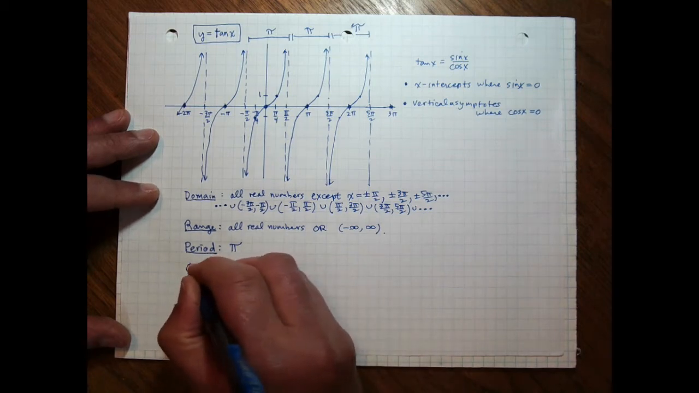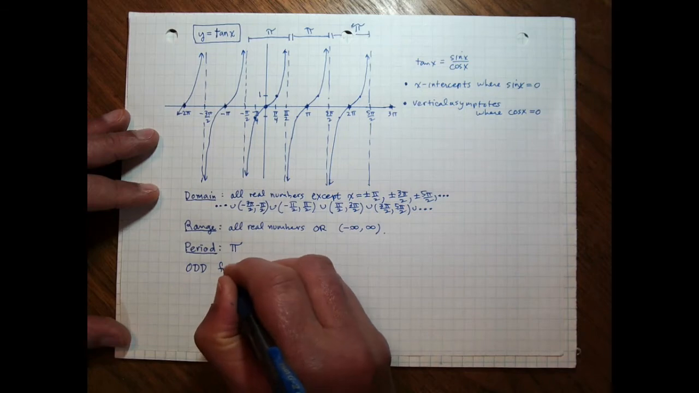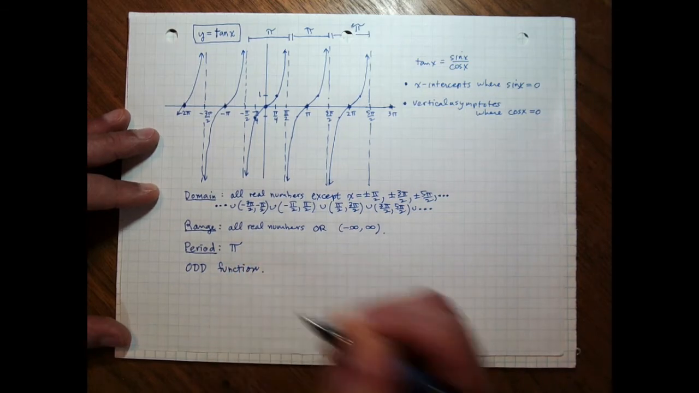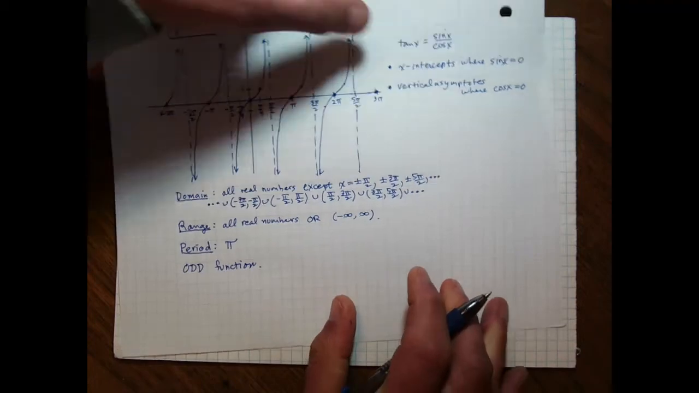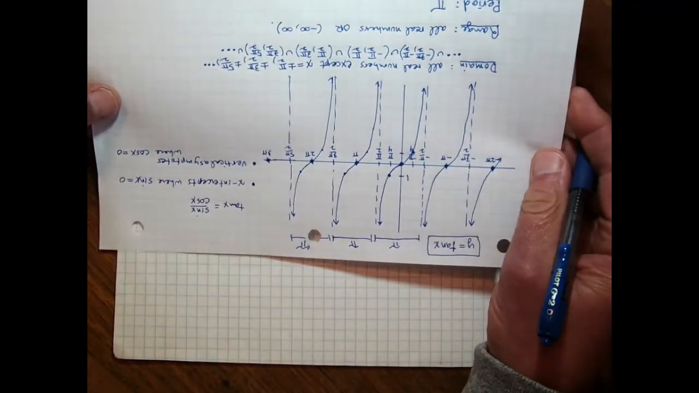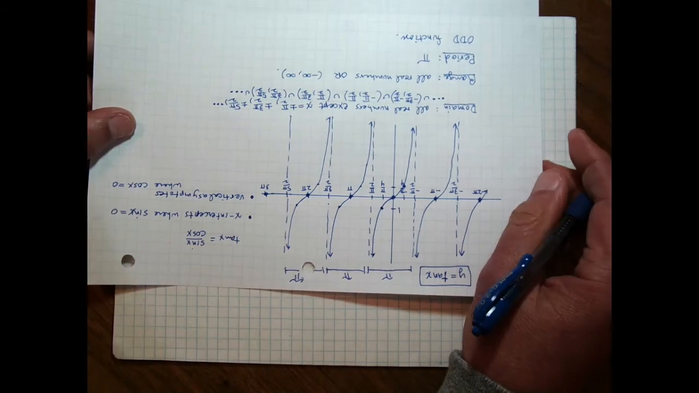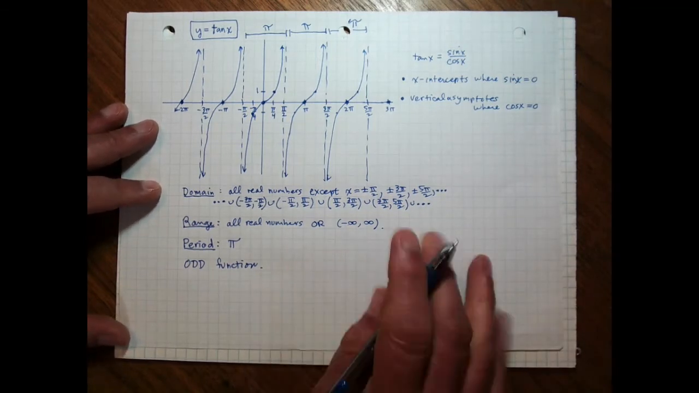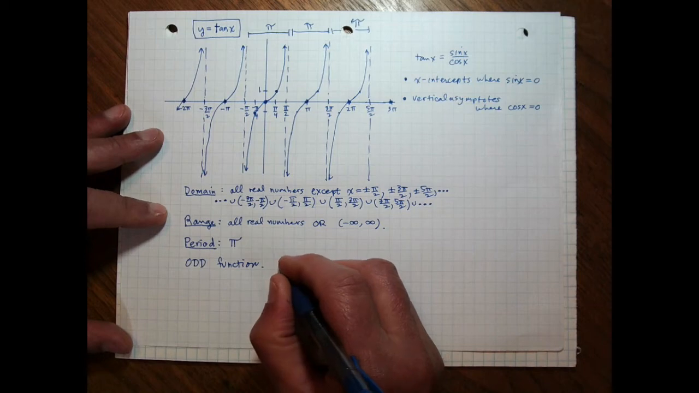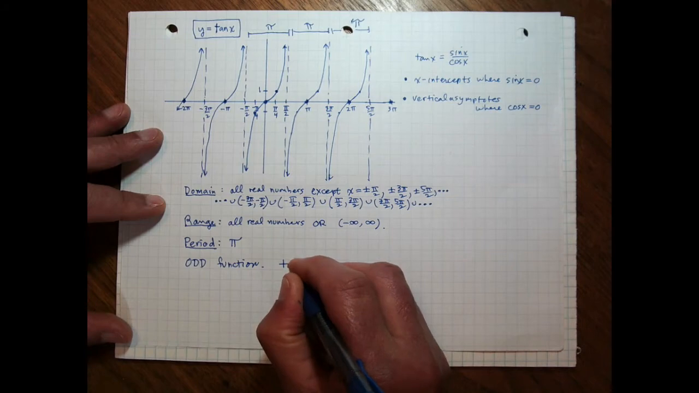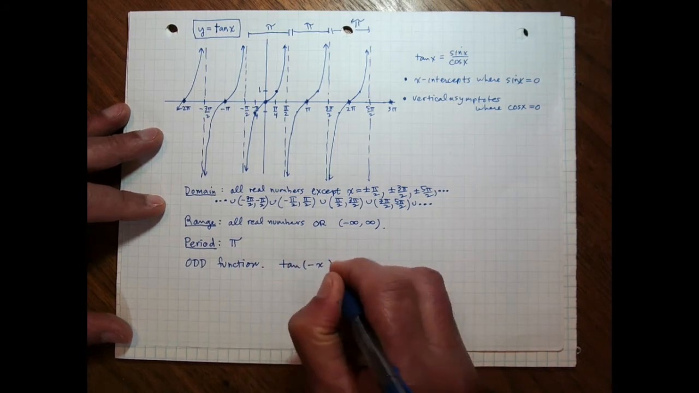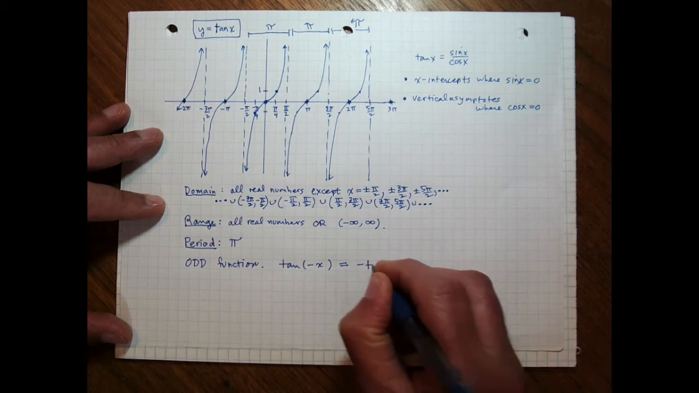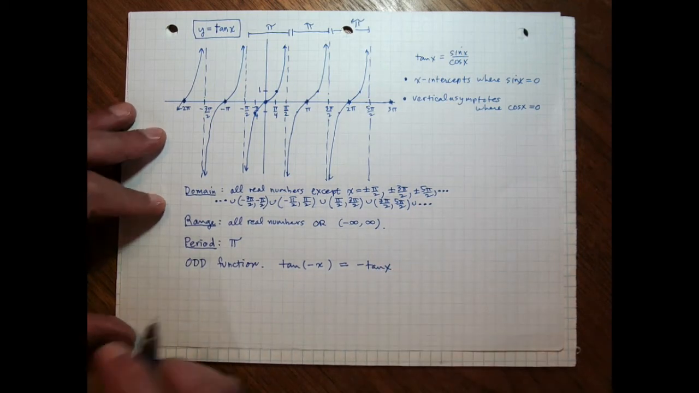Tangent is an odd function. And that means if we turn the graph upside down, rotate it 180 degrees, the graph looks exactly the same upside down as it does right side up. Also, we can think of the odd function property as when we say that the tangent of minus x is equal to minus tangent of x.